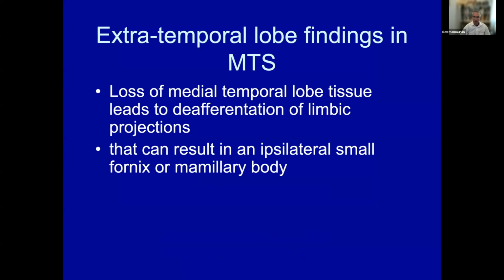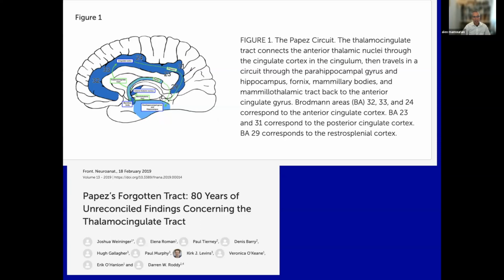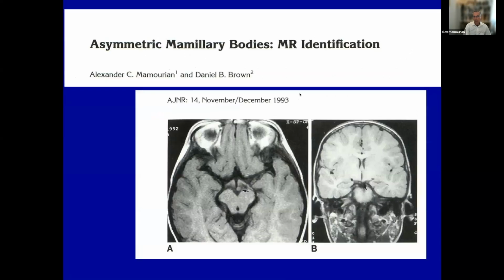Now, that's a little complicated language, but just be aware of this limbic system, which hippocampus is just one part of. And this is the Papez circuit. And this goes, you see, travels through the parahippocampal gyrus, the hippocampus. Projections go then to the fornix and the mammillary bodies and actually wind their way back to the cingulate gyrus. So this is loss of the fibers or shrinking of the fibers of the Papez circuit as a result of loss of tissue in the medial temporal lobe.